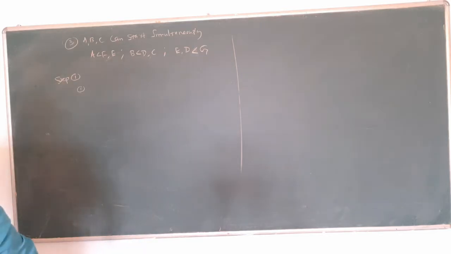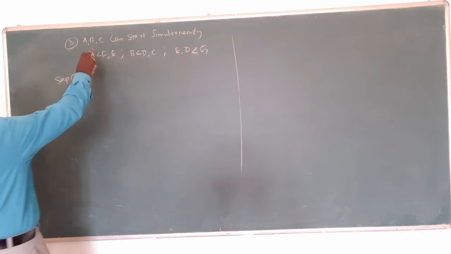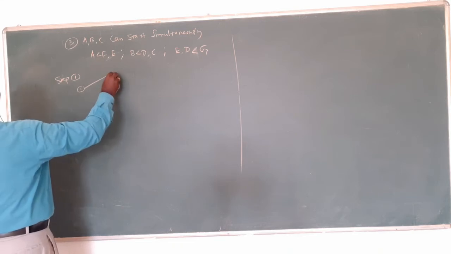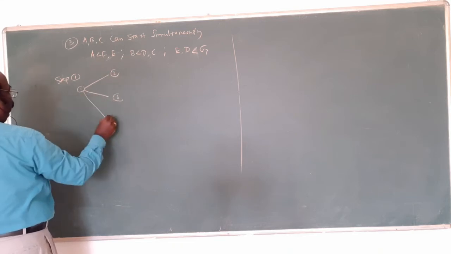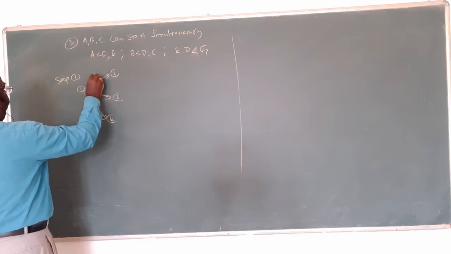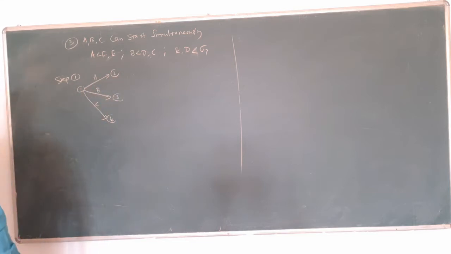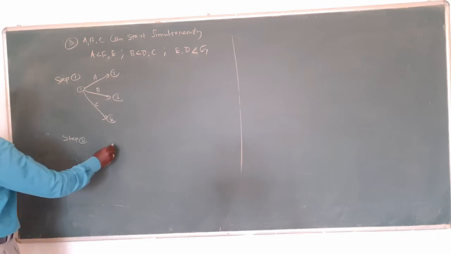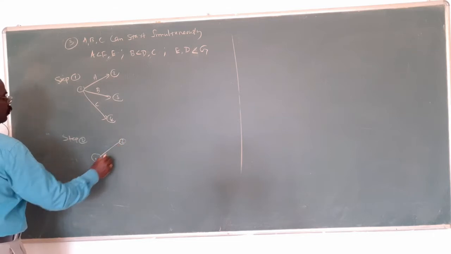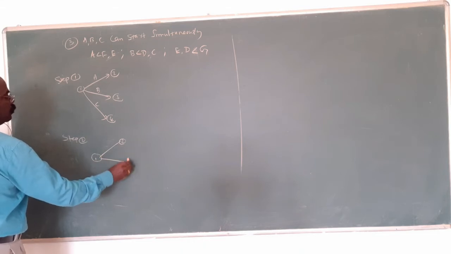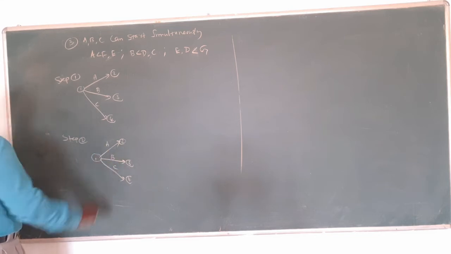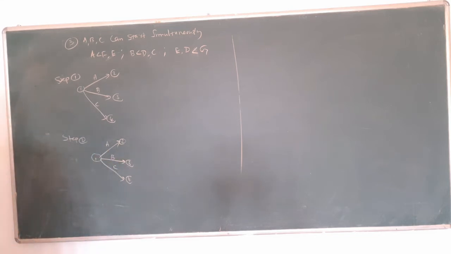Now, the third question of the same method. The concept network. A, B, C can start simultaneously. So, suppose what? Here 2, 3, 4. A, B, okay? Step 1 over. Now, step 2. A, B, C, no?